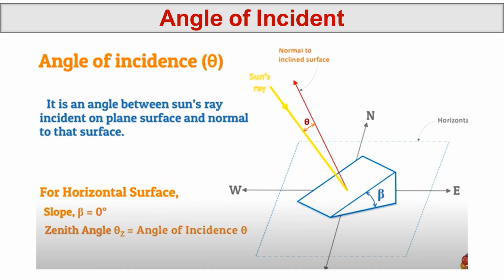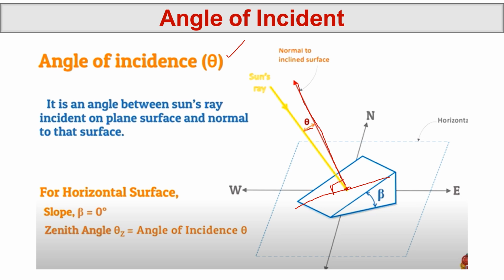All right, now the last one is the angle of incidence. Angle of incidence is represented by theta. At a particular point, we are receiving the sun ray or solar radiation. At this point, if you draw the horizontal line and then draw the perpendicular line to that horizontal line, a 90-degree line, then how much angle the sun rays make with the perpendicular at that point, that is theta.